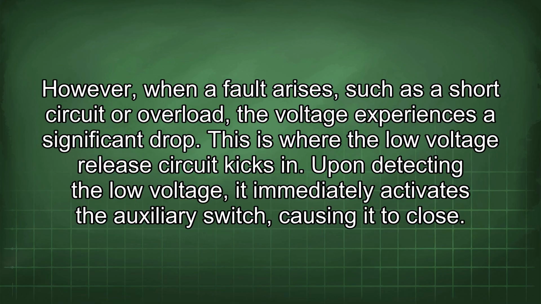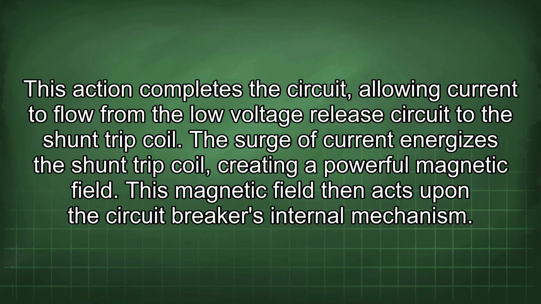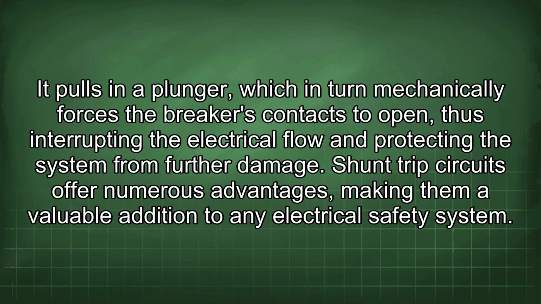Upon detecting the low voltage, it immediately activates the auxiliary switch, causing it to close. This action completes the circuit, allowing current to flow from the low voltage release circuit to the shunt trip coil. The surge of current energizes the shunt trip coil, creating a powerful magnetic field. This magnetic field then acts upon the circuit breaker's internal mechanism. It pulls in a plunger, which in turn mechanically forces the breaker's contacts to open, thus interrupting the electrical flow and protecting the system from further damage.